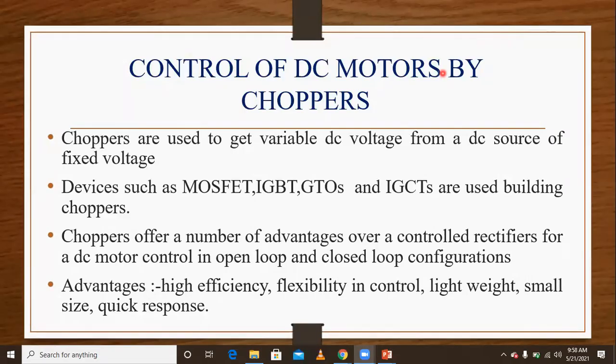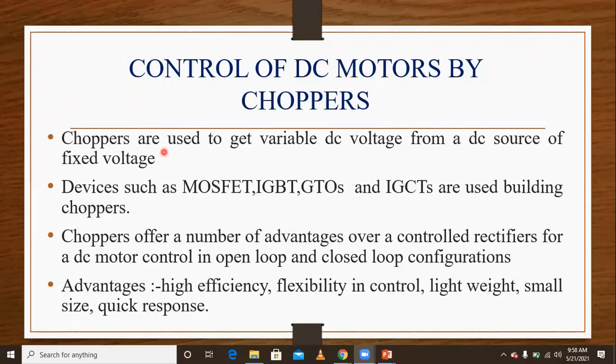Control of DC motors by using choppers. Here, choppers, which you already studied in power electronics, are used. A chopper is a fixed DC to variable DC converter. Choppers are used to get variable DC voltage from a DC source of fixed voltage. That is called a fixed DC to variable DC converter.